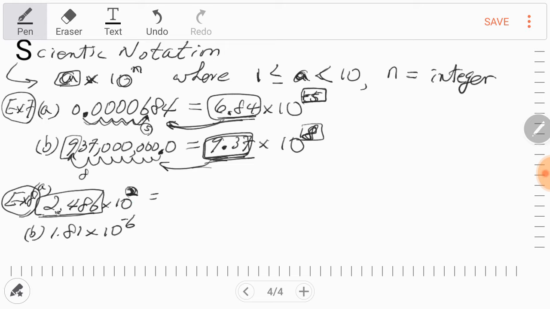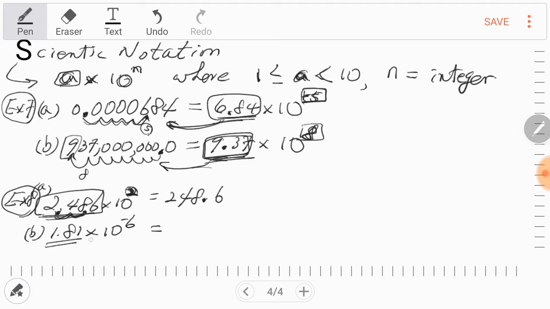So make this number large, and move how many places? 2 places. 1, 2. So it will be 248.6. So move 2 places to the right because we want to make this number large. So the decimal point should go to the right. How about the next one?